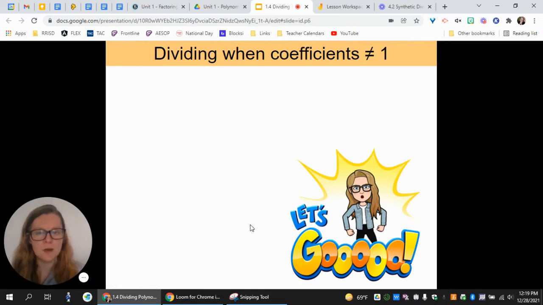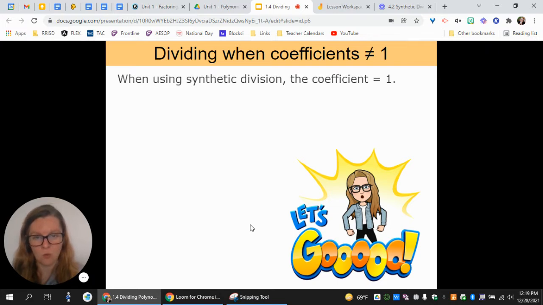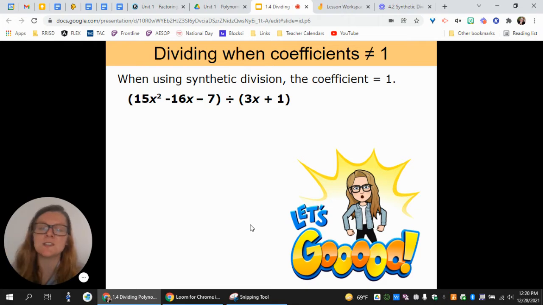All right, now we're going to talk about using synthetic division when we do not have a coefficient of 1. So if we have something like this, we have 15x squared minus 16x minus 7 being divided by a linear binomial, but it does not have a coefficient of 1. And in order to use synthetic division, we want that coefficient in front of x to be 1.